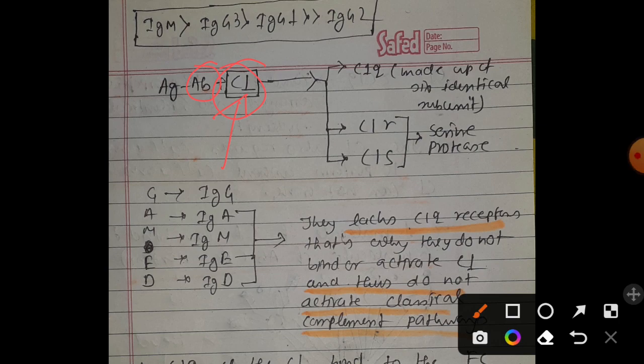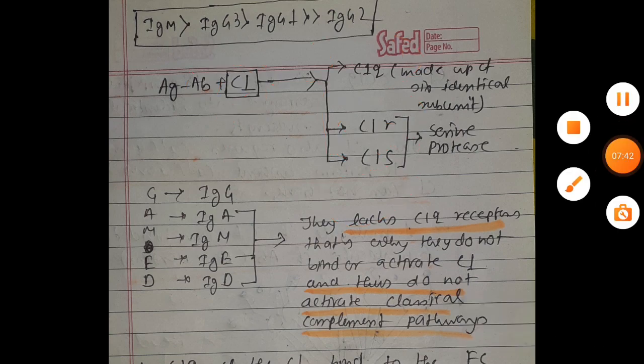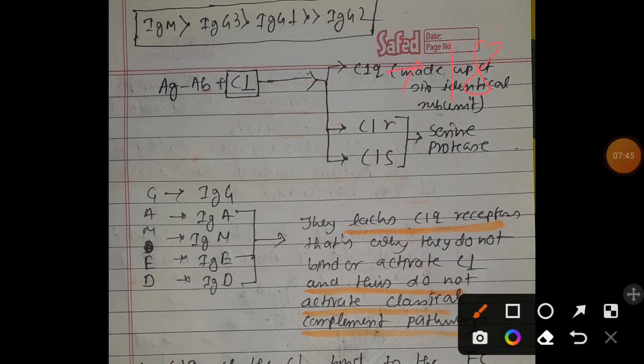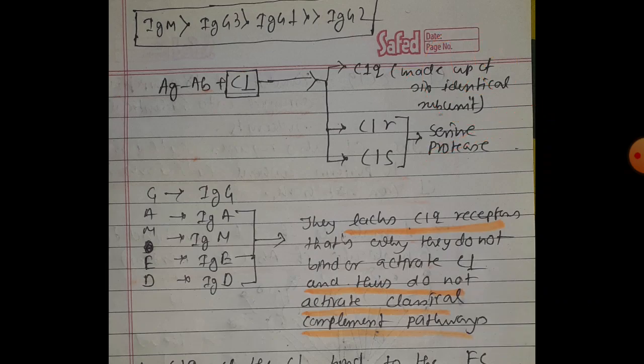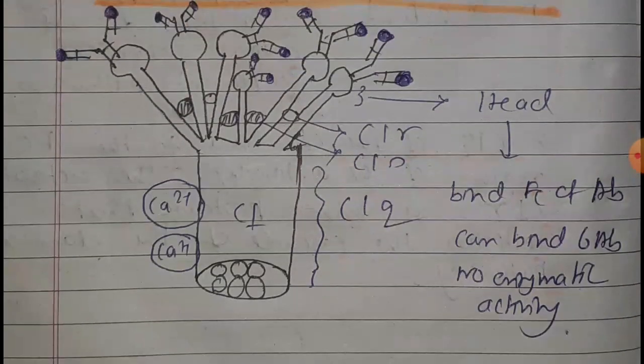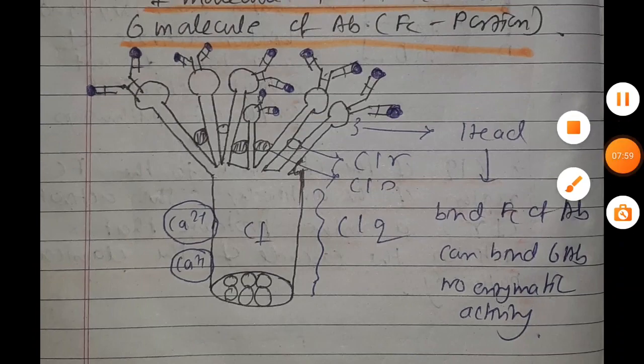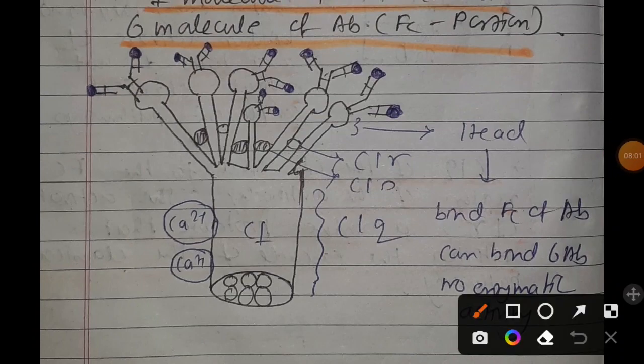Now, C1 is a complex that consists of 3 different proteins. One is C1q, C1r, and C1s. The C1q consists of 18 polypeptides arranged in 6 identical subunits. We are going to see the picture of C1 also. I think you can understand it very well with the help of the picture. So C1q consists of 6 identical subunits. These 6 identical subunits have 18 polypeptides.